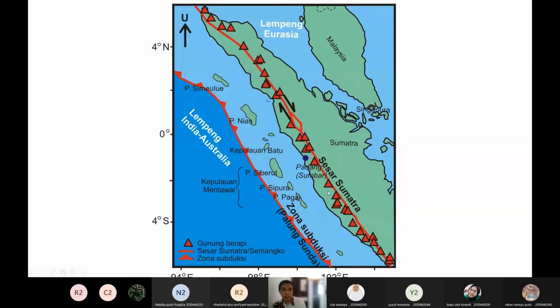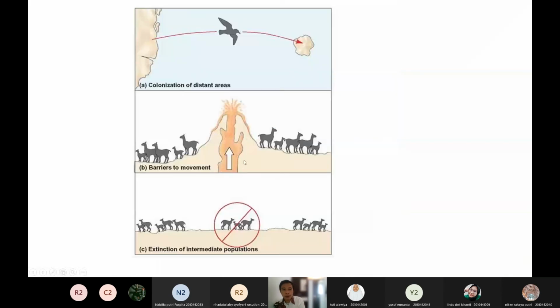For example, caused by the tectonic plate here, there is a mountain region that will increase rapidly, and there will be a physical barrier here that will cause the animals in this region to be unable to move here, and vice versa. And therefore, when there was no barrier here, these two populations could still meet each other and breed with each other, and therefore their divergence is still lower.